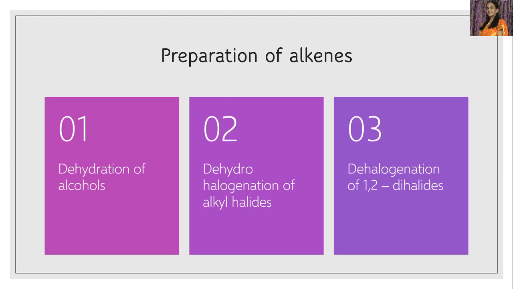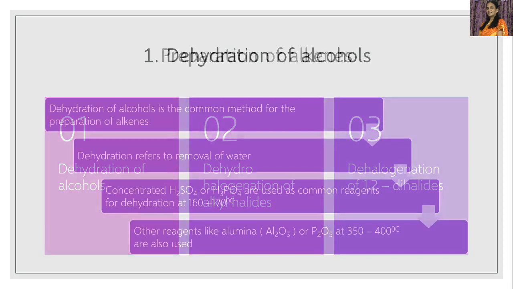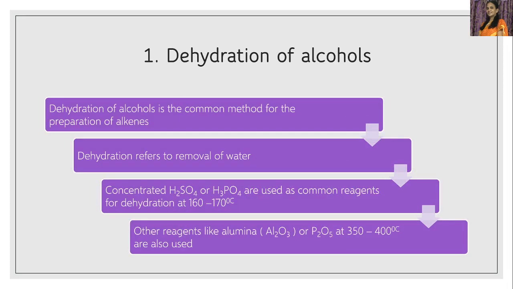The first one is dehydration of alcohols. Now let's discuss these preparations one by one. So what is dehydration of alcohols? Dehydration of alcohols is the very common method for the preparation of alkenes. Most of the alkenes are prepared by this method. Then what is dehydration? De means loss, hydration means water, so loss of water. Dehydration refers to removal of water.